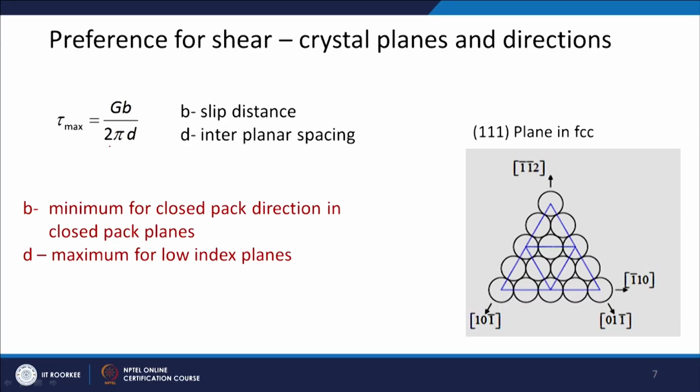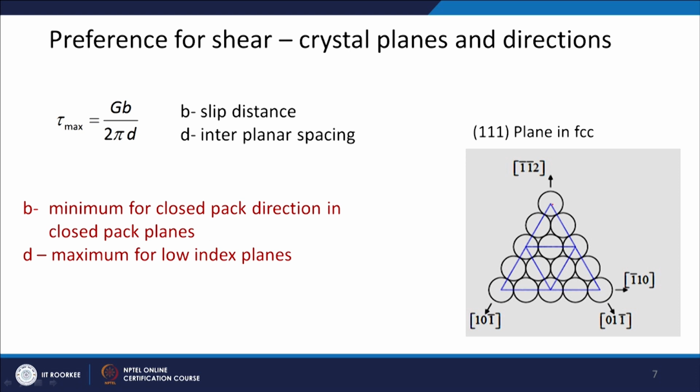Now, when you talk about shear, is there any preference for certain crystal planes or directions? If you look at this equation here again, tau max equal to Gb by 2 pi d, where b is your slip distance and d is interplanar spacing. If you remember when we were discussing crystal structures and planes and directions, we might have discussed that the slip distance is minimum for close-packed directions in close-packed planes.